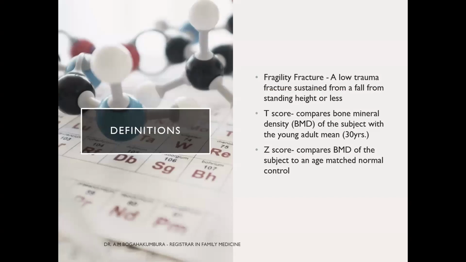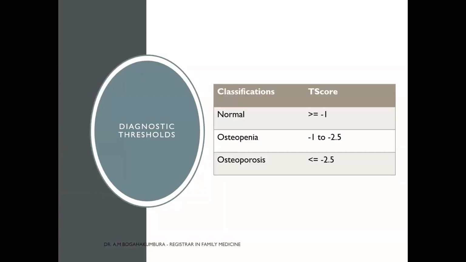Definition of fragility fracture: a low trauma fracture sustained from a fall from standing height or less. T-score compares bone mineral density of the subject with the young adult mean, that is 30 years of age. Z-score compares bone mineral density of the subject to an age-matched normal control.